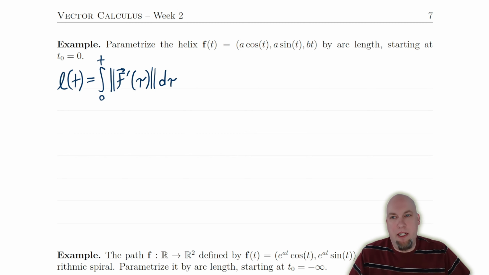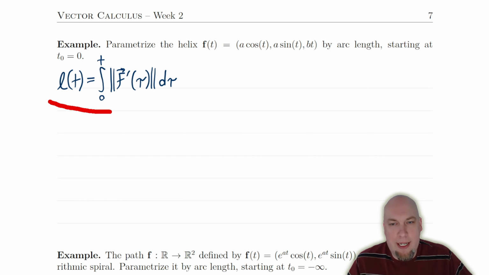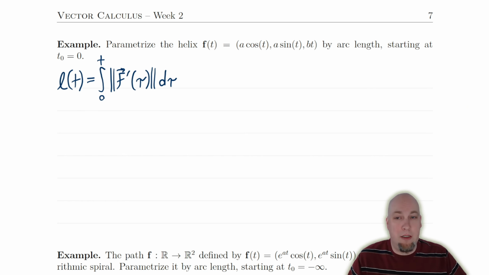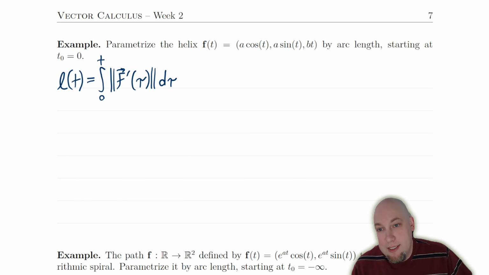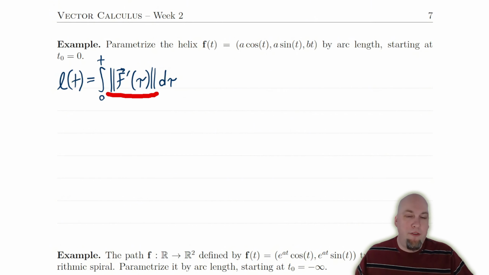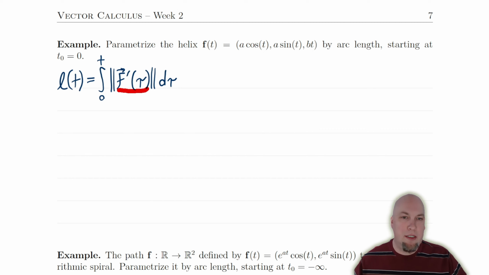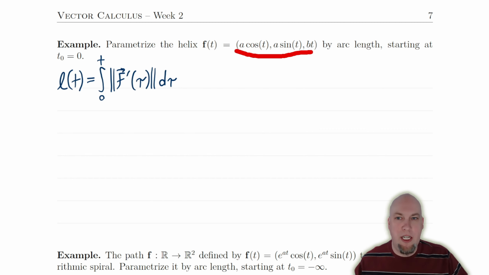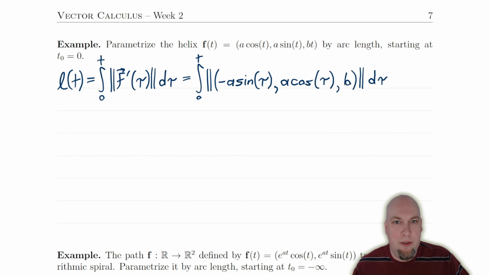So how do we do this? Well, first off, write down that function L of t that we need to parametrize by arc length. It's just the distance traveled so far function. It's the definite integral of the speed function. So we need this velocity vector. We need f prime. Just take the derivative of each entry. When we do that, cos becomes negative sine, sine becomes cos, and bt just becomes b.